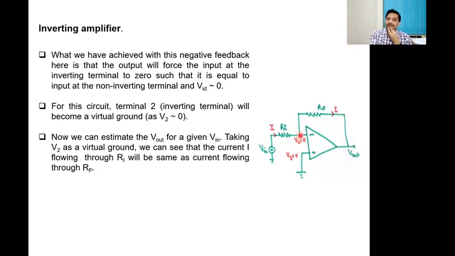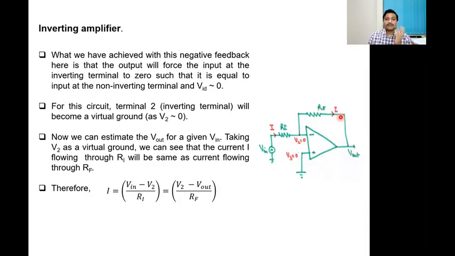There is no potential drop here. So the current flowing between this input and output through this external arm is going to be exactly the same. And if that is the case, then this current in the external arm is basically V in minus V2 over Ri, which is the same as V2 minus V out over Rf.